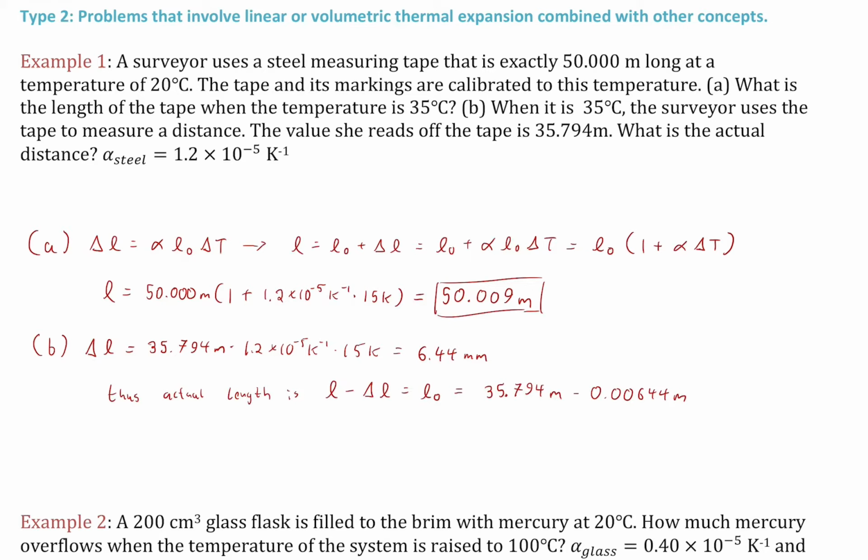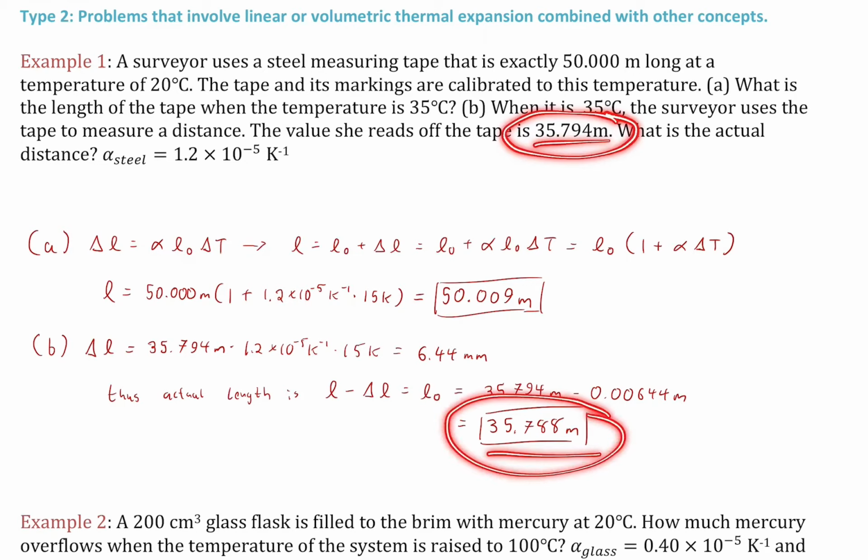So thus the actual length is L minus delta L, and that's going to equal the original length, because the original length is the actual length in this case. So it would be the apparent length of 35.794 meters minus the change in length that we have accounted for due to the heat change, so 0.006444, and that gives us 35.788 meters, okay? So see the difference? This is how long the tape appeared to be. This is how long it should actually be. And again, appeared is an interesting term. It actually is that length, but it's expanded, so we're just taking account of that expansion.